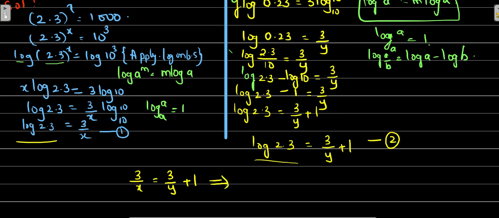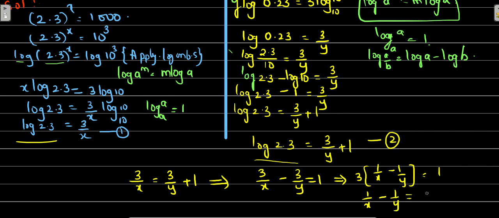That implies 3 by x, if I transpose this to the LHS, I get minus 3 by y is equal to 1. If I take 3 common, you get 1 by x minus 1 by y is equal to 1, and now we can transpose this 3 as well. Here 3 is multiplying, when it is transposed to the RHS it will divide. Therefore, the value of 1 by x minus 1 by y is 1 by 3.